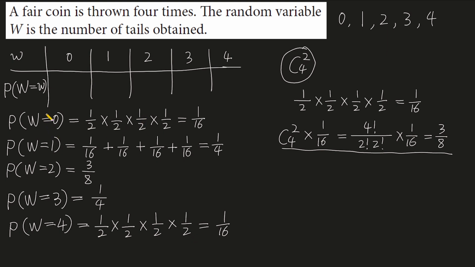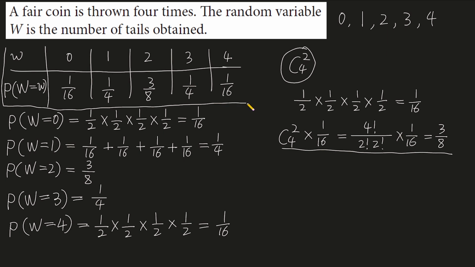So now we put these probabilities back into this table. This is 1 over 16. This is 1 over 4. This is 3 over 8. This is 1 over 4. This is 1 over 16. So this is the answer. This is the discrete probability distribution of the random variable.